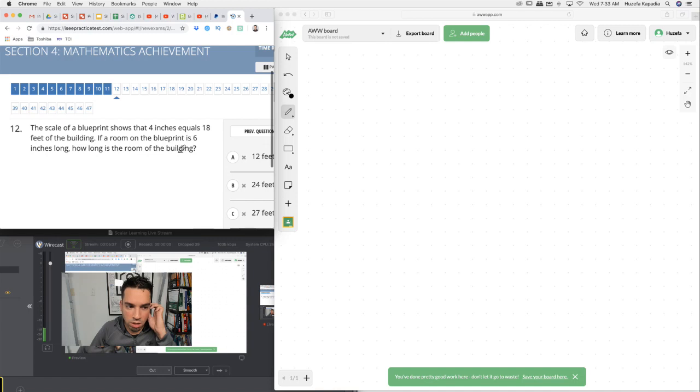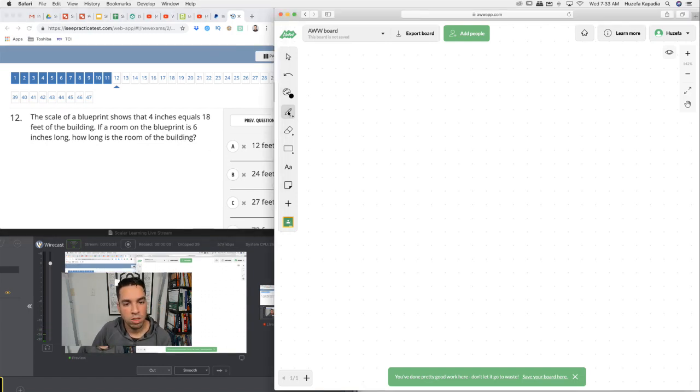Okay, next, the scale of a blueprint shows that 4 inches, I'm immediately setting this up into a ratio. 4 inches equals 18 feet of a building. I already knew it was going to be like this. If a room on the blueprint is 6 inches long, then how long is the room of the building in feet? It doesn't matter that one's in inches and the other's in feet. For this, it's totally fine. You can leave them in their separate units. Now we got a ratio.